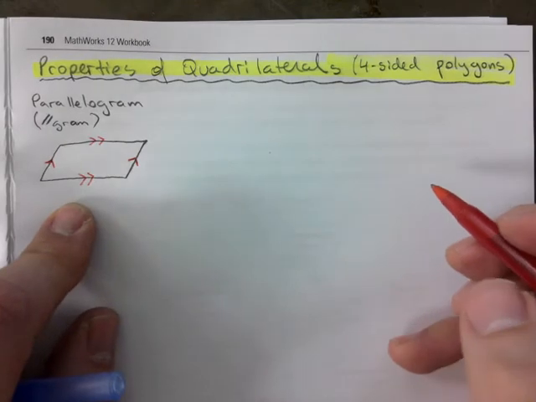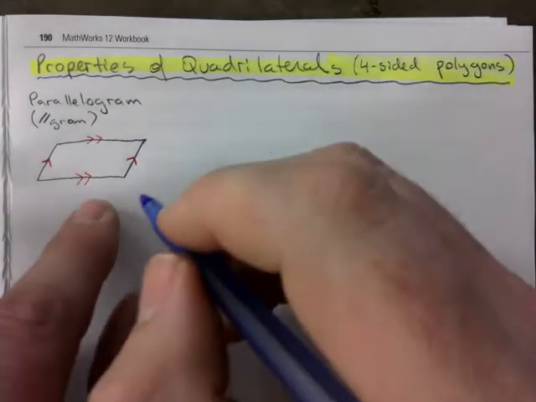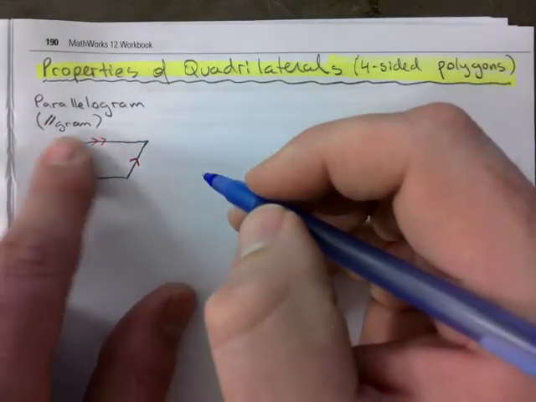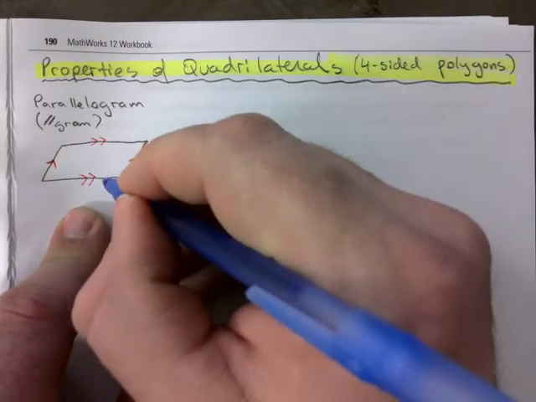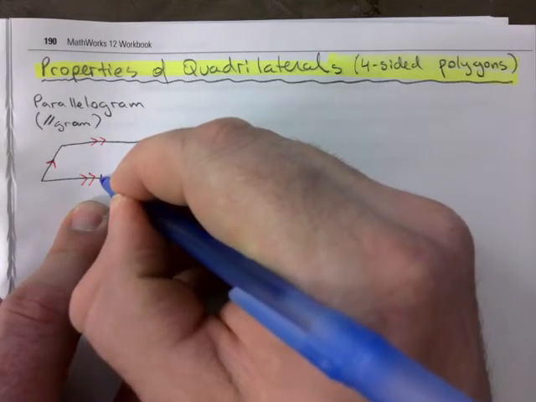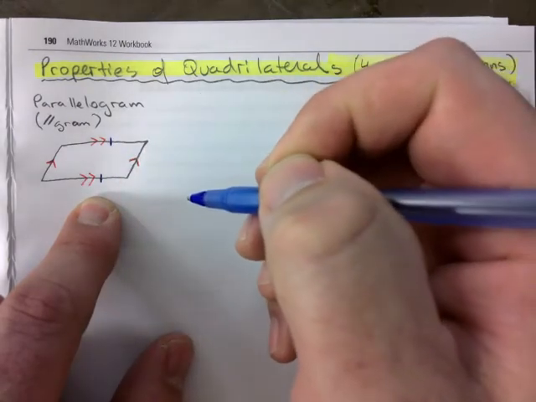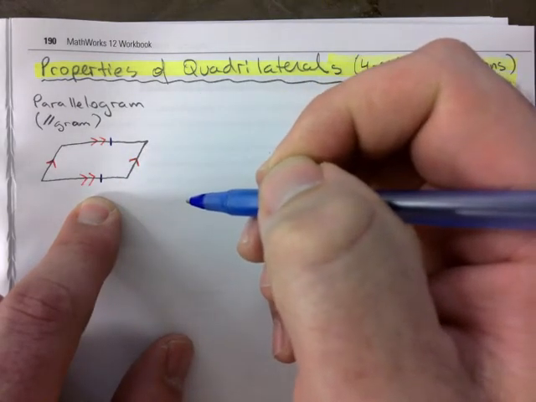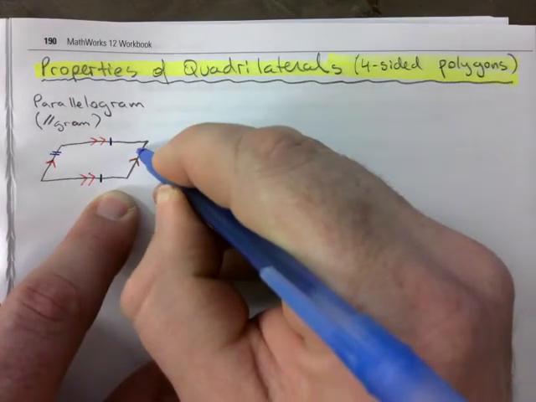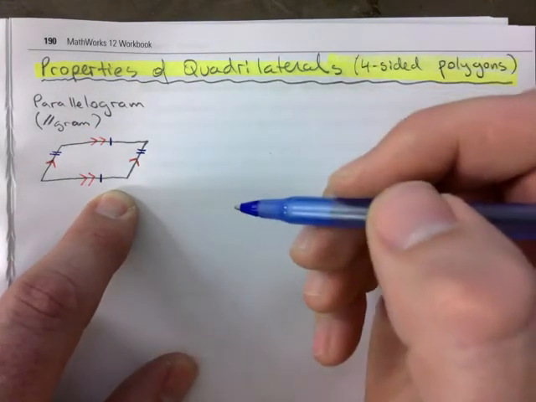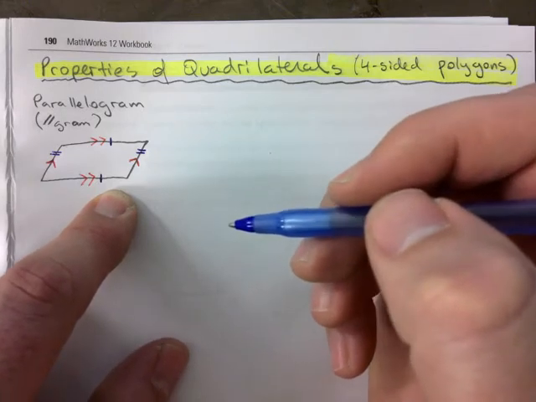Grab a different color if you have. And so this is one property, folks. Two sets of parallel lines. Then you have that this side measures the same thing as this side, and that this side measures the same thing as this side. That's another property, by the way. I'm going to write it down actually in words in just a bit.